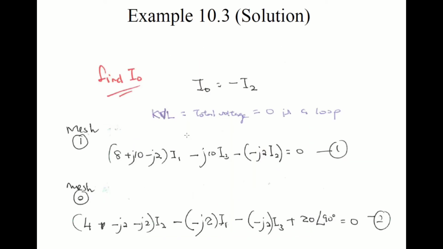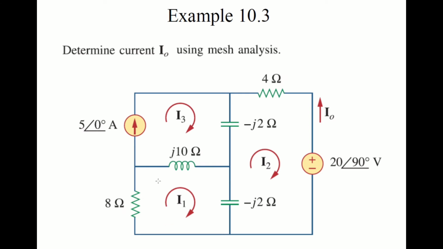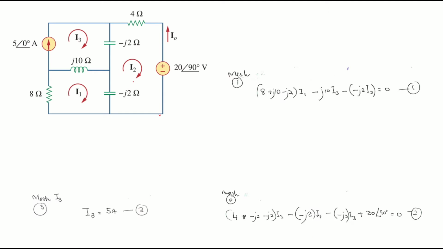So let's look at the first mesh over here. For the first mesh, it gives (8 + j10 - j2) I1, where I1 is over here, minus j10 I3, which is over here, and minus j2 I2, which is over here. Basically, we get this equation from using KVL.